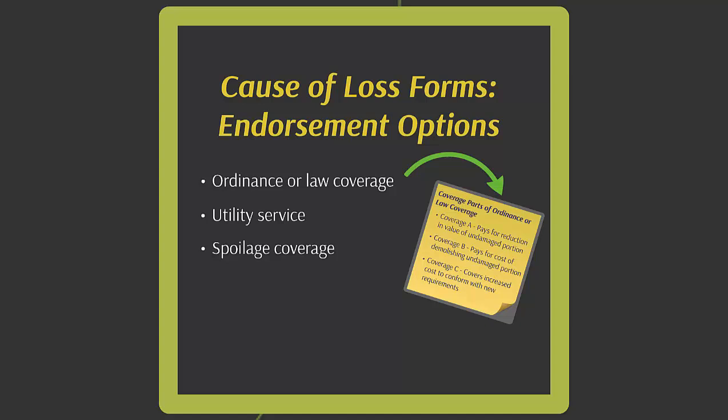It not only covers the spoilage resulting from power outage, but also from change in temperature or humidity caused by mechanical breakdown or mechanical failure of refrigerating, cooling, or humidity-controlled apparatus or equipment on the described premises. Lastly, there's radioactive contamination coverage. This endorsement provides coverage that the nuclear hazard exclusion would otherwise eliminate. Hospitals, medical clinics, educational and research institutions frequently use radioactive materials, so this would be available to businesses that have that exposure.